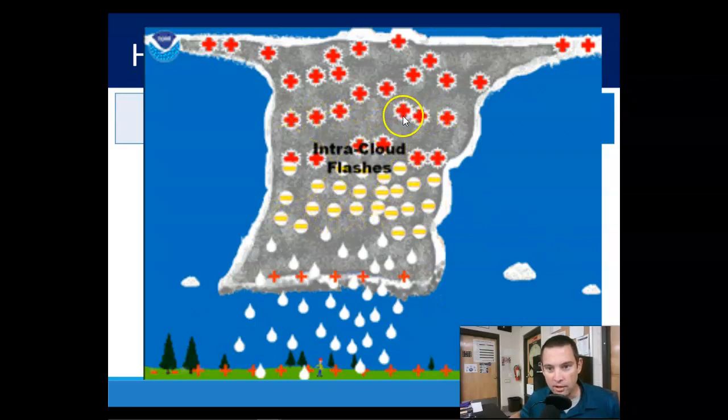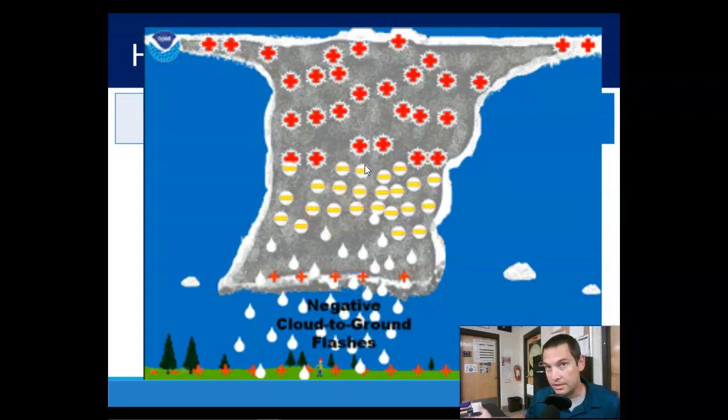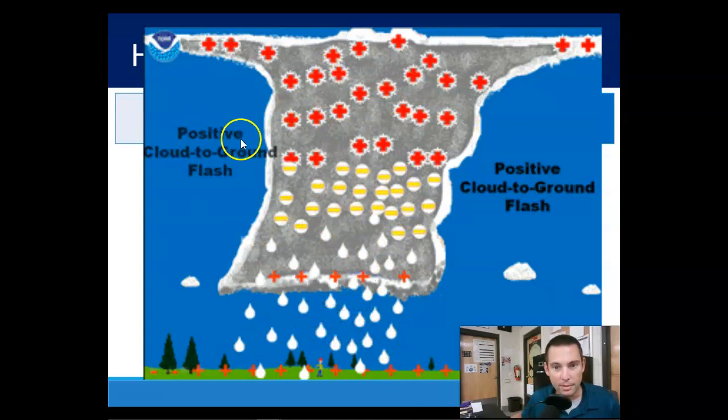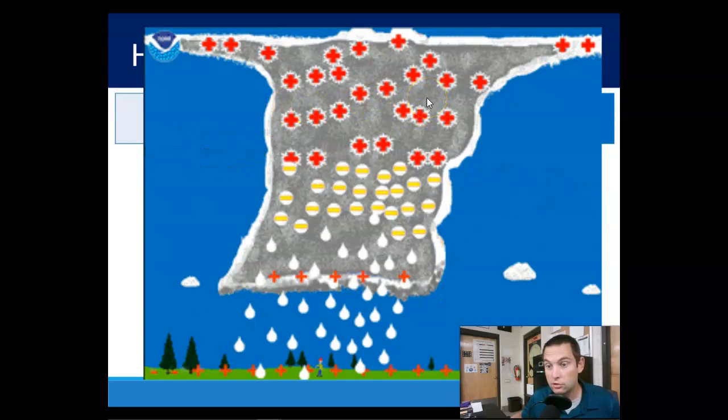Now we have intra-cloud flashes, lightning, right? The discharge of built-up static electricity within the atmosphere. So within the cloud, you have charges. Negative cloud to ground flashes. The negative charges to the positive ground. Positive ground to cloud to ground. Holy cow, Mr. Scapetta, start reading. And then we have intra-cloud flashes.